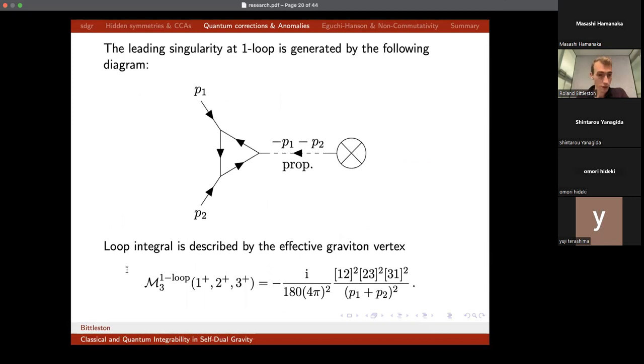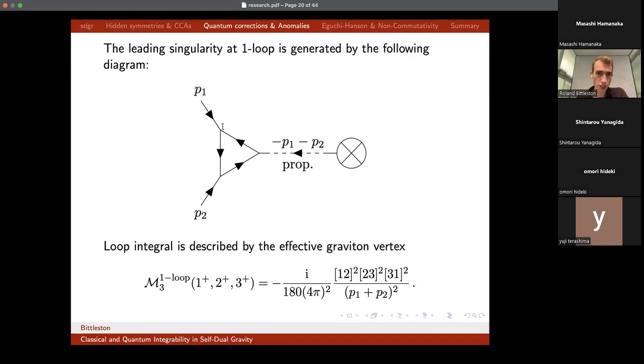So that correction to the holomorphic collinear singularity is captured by this diagram. At least this is the leading singularity. This is the thing responsible for the double pole. We get one simple pole from the loop integration and one simple pole from the propagator going on shell. This kind of off-shell triangle diagram is captured by what's called the effective graviton vertex, which takes this form.